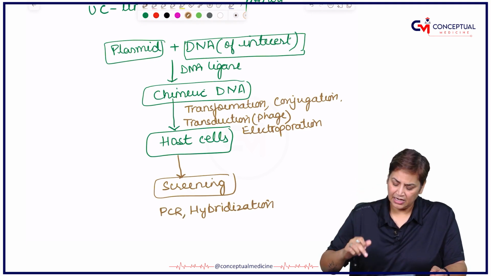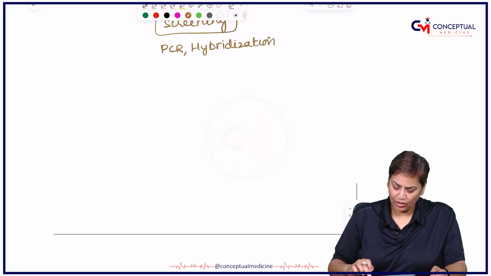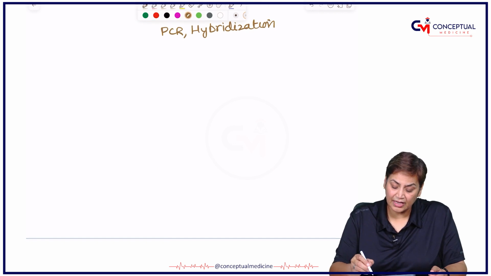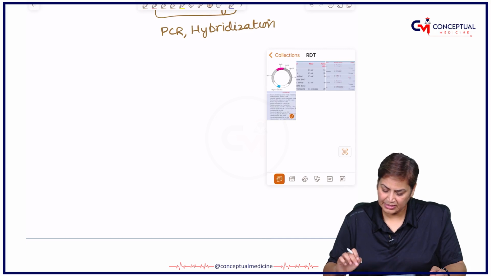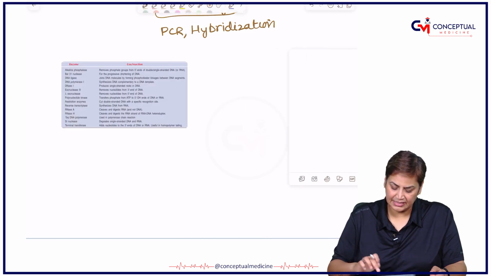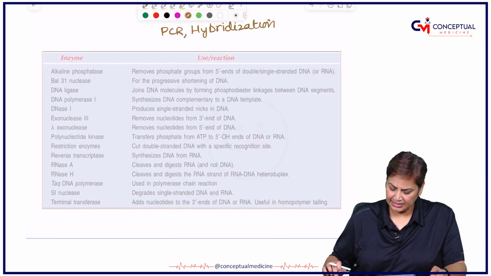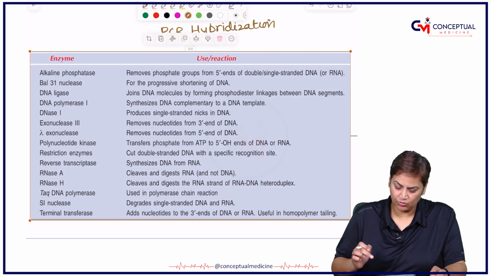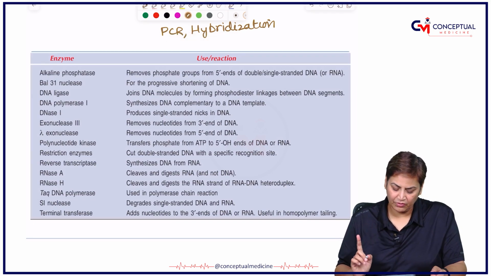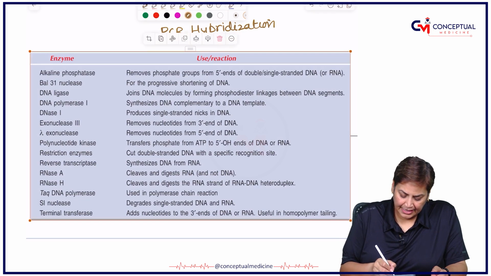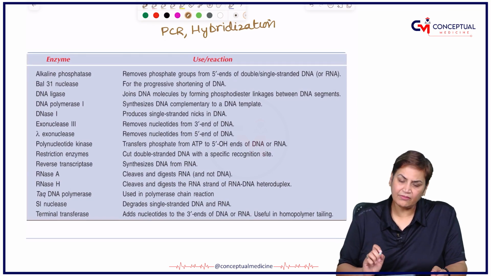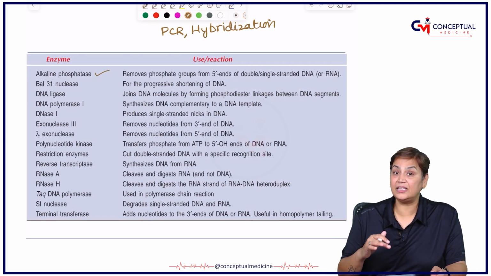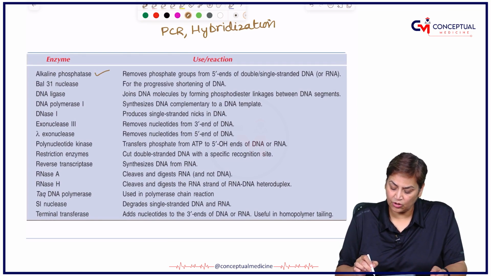Very, very important. Now, another important feature after this is, what are the different enzymes which are used in the entire process? These are all the enzymes which are used. First we will take alkaline phosphatase. What is the function of alkaline phosphatase? It removes the phosphate group from the 5' end of double-stranded DNA.